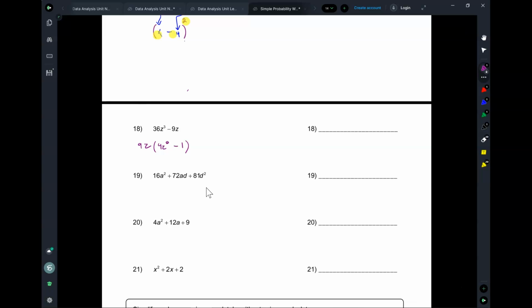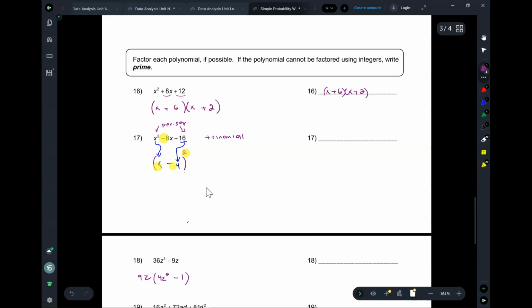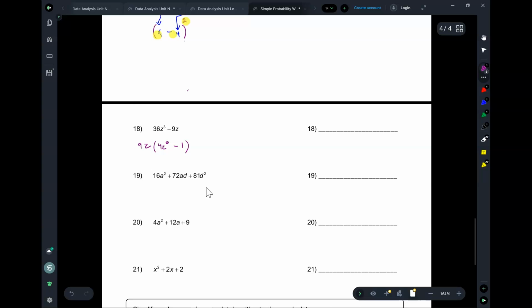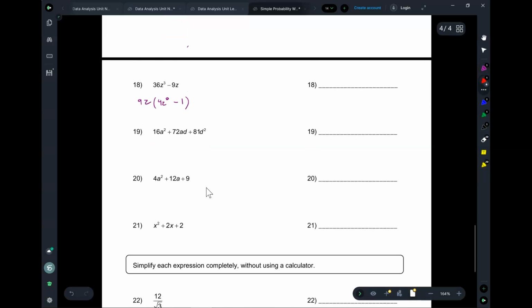Okay, now this is a whole other issue. Can this be factored further? Well, let's see. For the first time now, I don't have a trinomial. I have a binomial. So ask yourself, are these perfect squares? Yes. Do I have a minus in the middle? Yes, that's key. That's key.